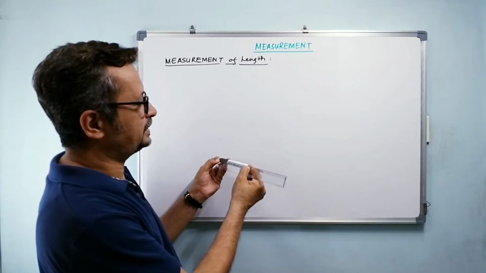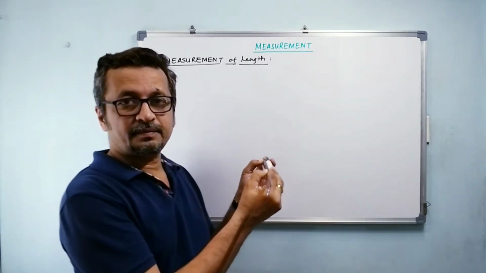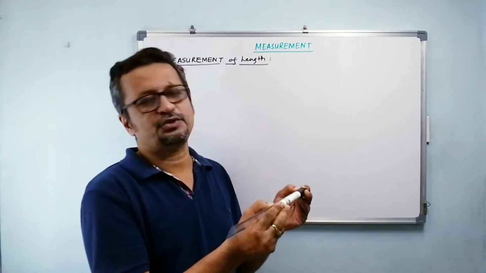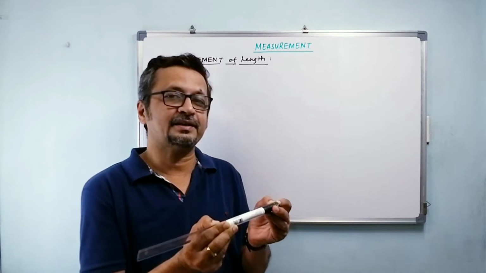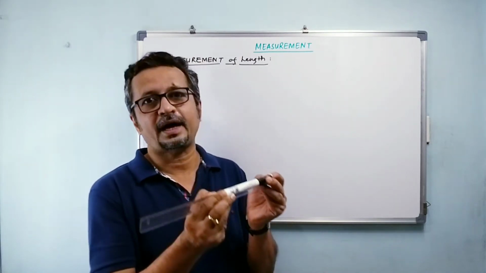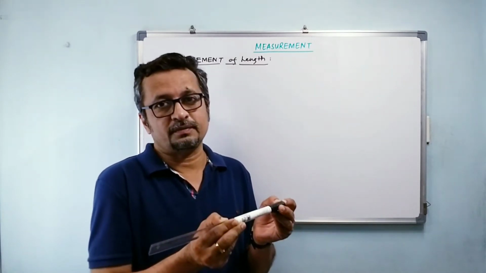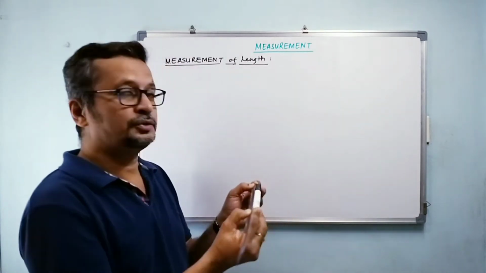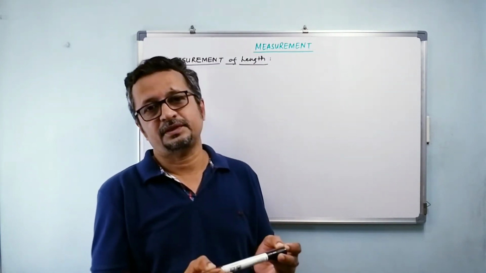and then I'll try and estimate where the other end is. I can see that it is 13.8. But I'm not quite sure whether it is 13.8 or 13.7. It is definitely greater than 13.7, but less than 13.8. That is what I feel, because I don't know the level of accuracy that I can achieve with this.